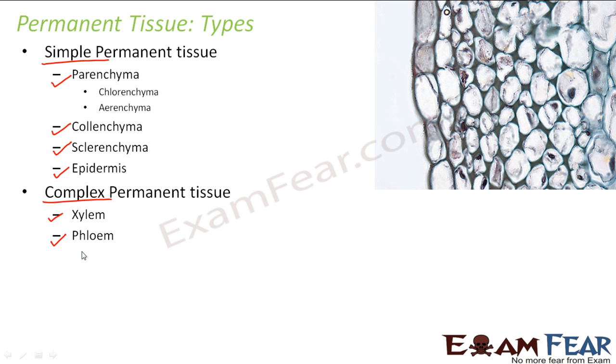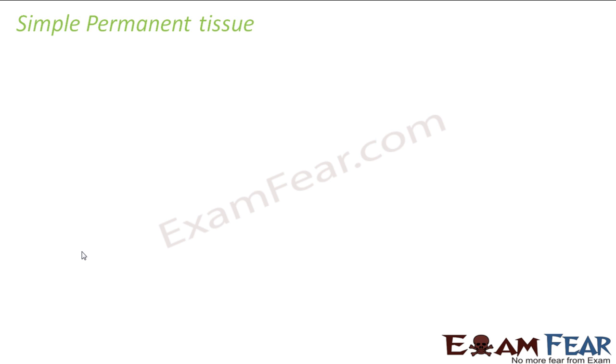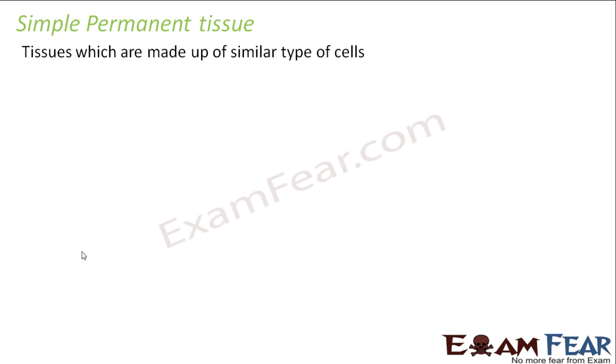Now I am just telling you the types here. In our next slides we will start understanding each of these tissues one by one. So let us start with simple permanent tissue. What is a simple permanent tissue? As the name says, simple, that means it is going to be something simple.